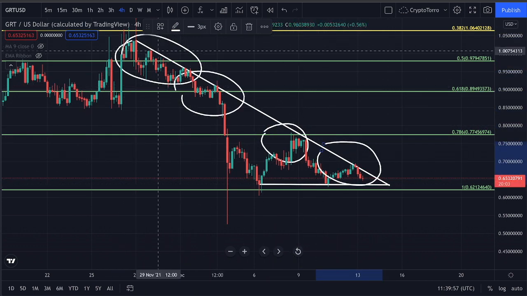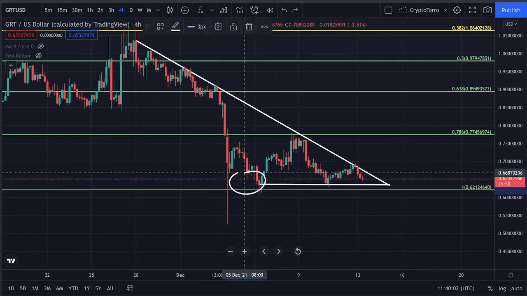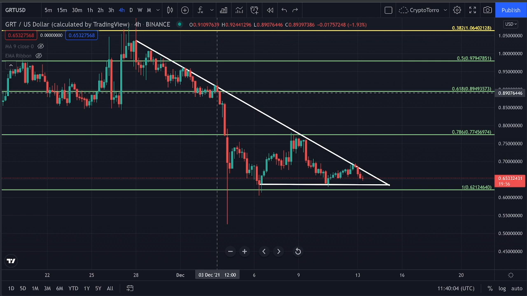We have seen as well multiple touch points below this descending resistance, and therefore this is a confirmed descending resistance line. Unfortunately, our horizontal level of support has only seen 2 touch points on top of it, therefore it's not a confirmed horizontal level of support.